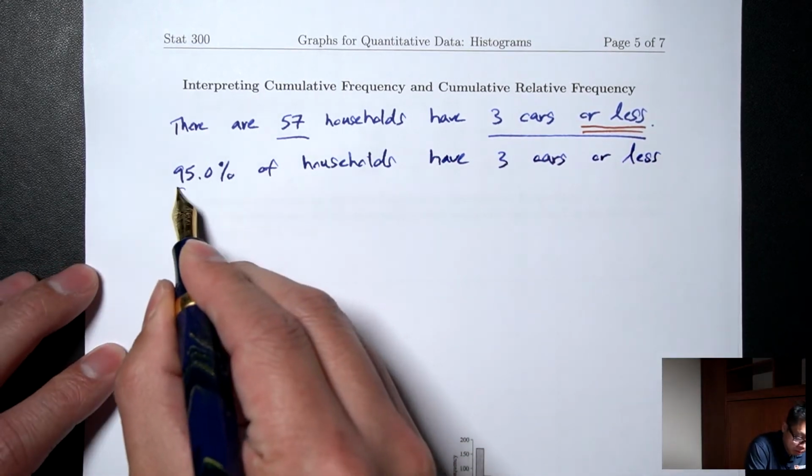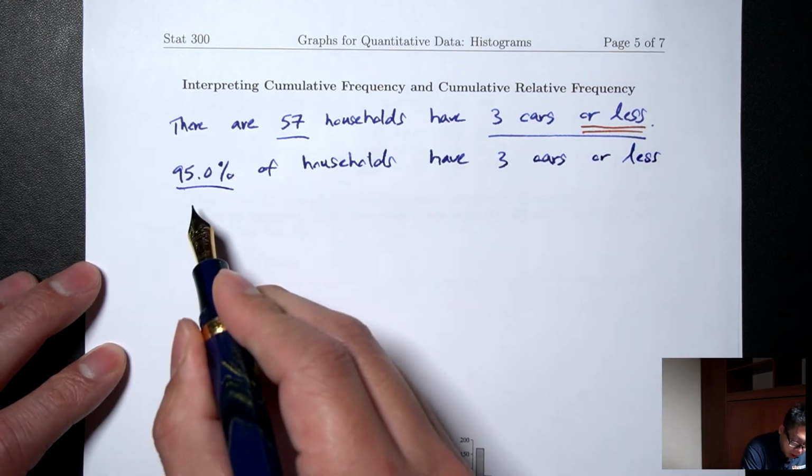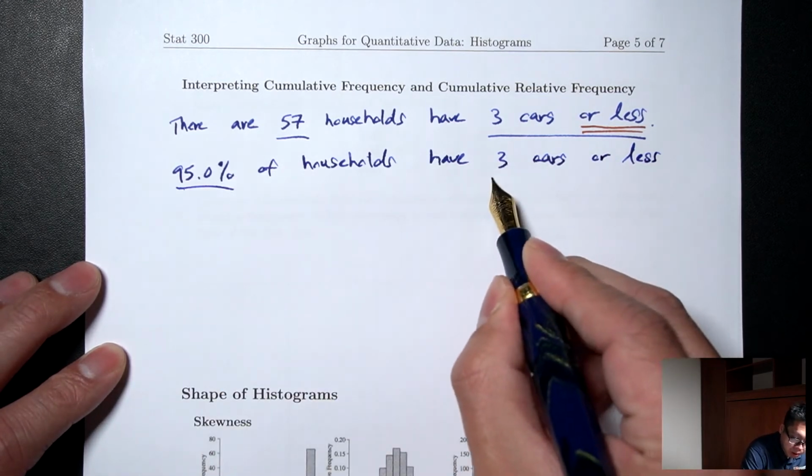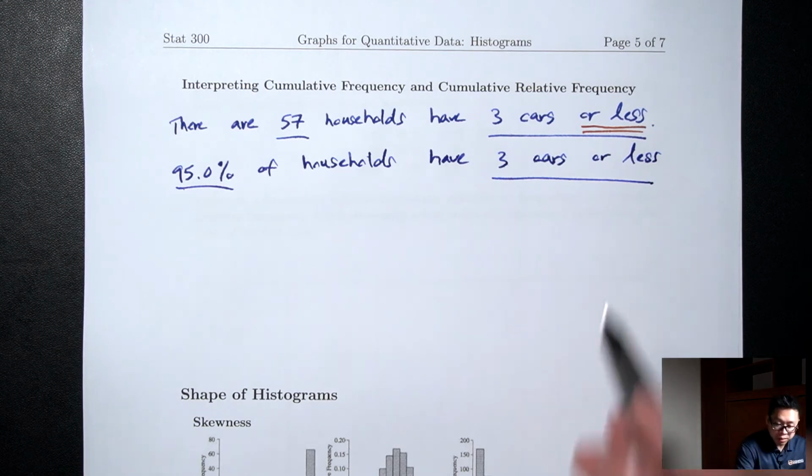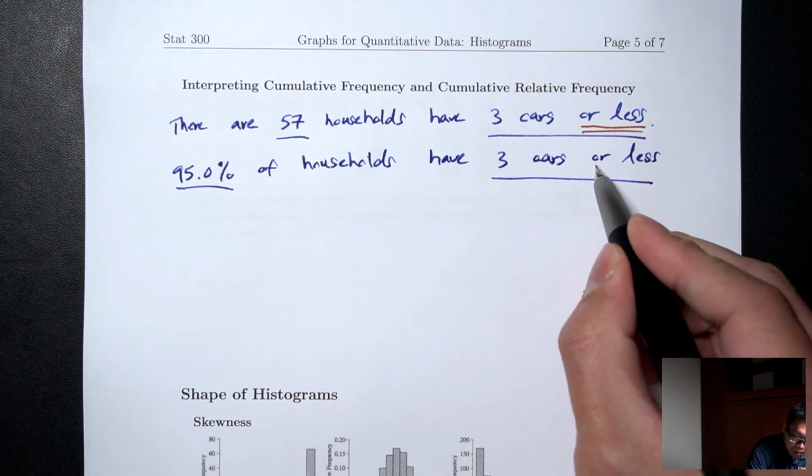Okay, I'm looking for you to convert to percent. And then what's special about this 95%? To have 3 cars or less. And once again, anytime you're interpreting anything that involves the word cumulative, you should always include the phrase "or less."